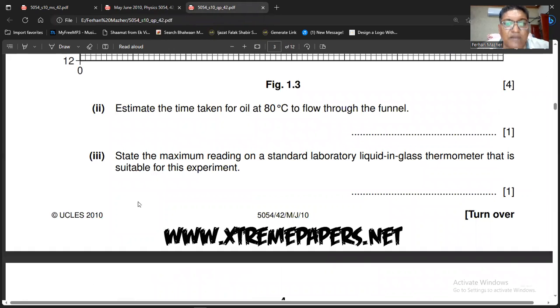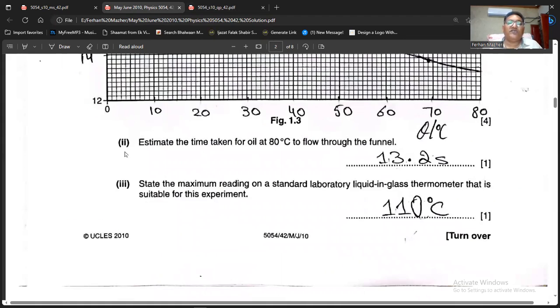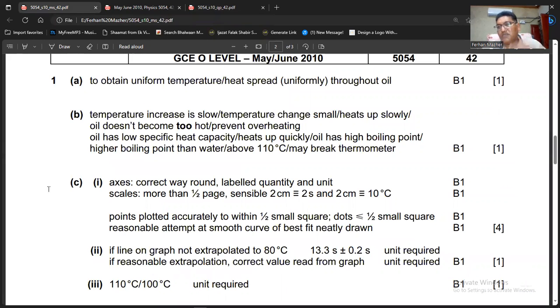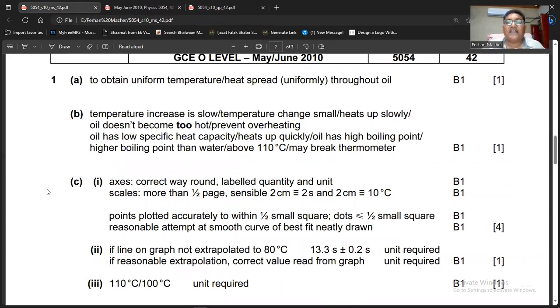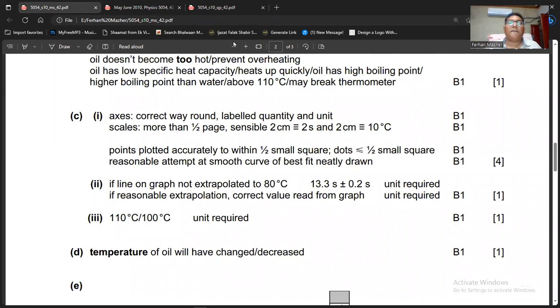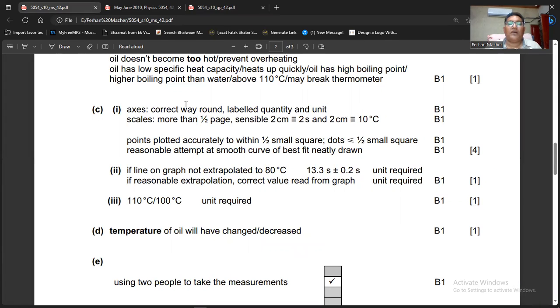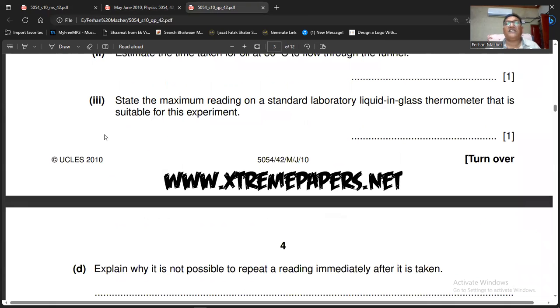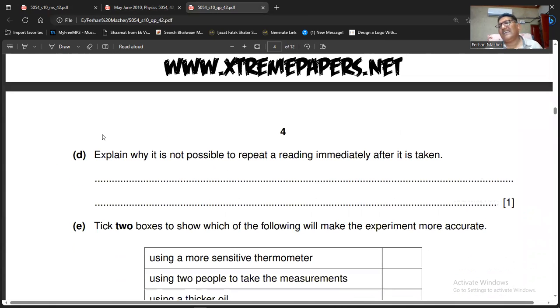Then it says, state the maximum reading on a standard laboratory liquid in glass thermometer that is suitable for this experiment. The thermometers which we use in the lab, their maximum temperature is 110 degrees centigrade. Their minimum temperature is the lowest temperature which they measure. You see the marking scheme? The minimum temperature they can measure is -10, and the maximum temperature they can measure is 110 most of the time.